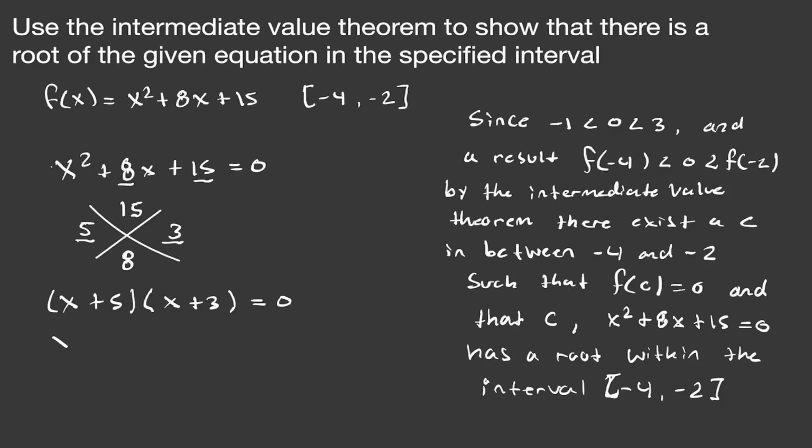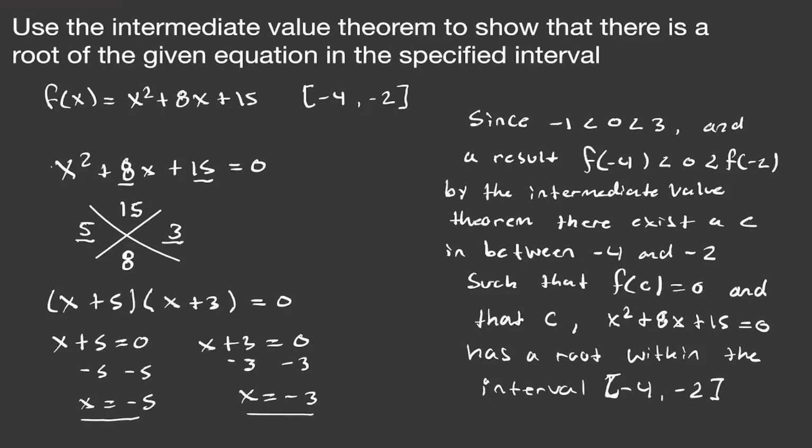And so we factored this out. Now I can set both factors equal to 0 and solve for x. So I subtract 5 on both sides, and I'm left with x equals -5. And over here, I subtract 3 on both sides, and I'm left with x equals -3. To know which one would be our root here, we would have to see which one matches up with our interval. Notice that there is another root at -5, but it's not within our interval of -4 to -2. But -3 is within that interval.